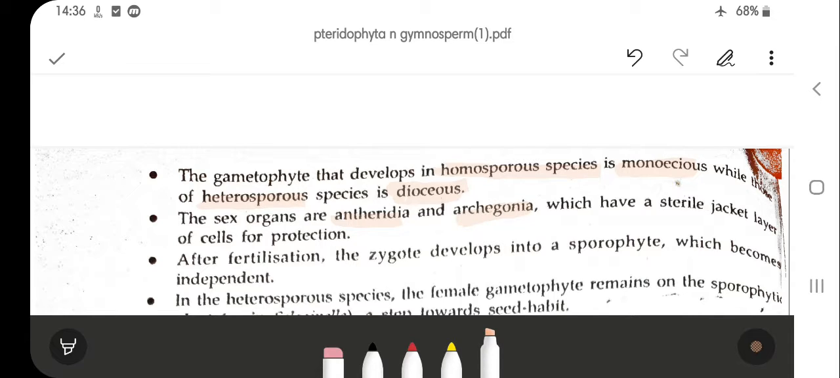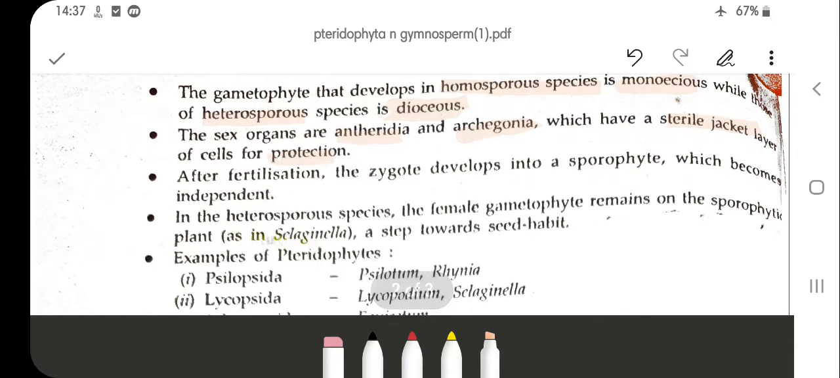Antheridia are male and archegonia are female, which have a sterile jacket layer of cells for protection, in which the male and female gametes are protected. After fertilization, the zygote, which is 2n, develops into the sporophyte, which becomes independent. So the gametophyte is an in-between stage, and it is the haploid phase, whereas the sporophyte is the diploid phase.